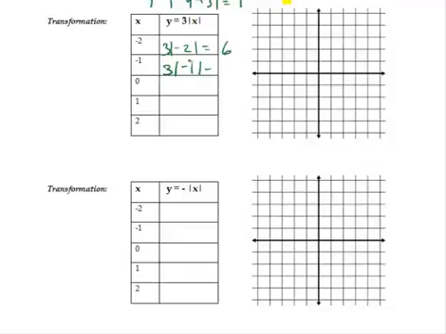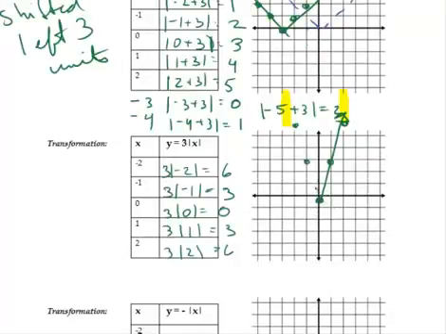3 times positive 1, because that's the absolute value. 3 times positive 1 becomes 3. 3 times 0 is still 0. 3 and 6. So let's graph our points. All right, let me move it up. All right, there we go.